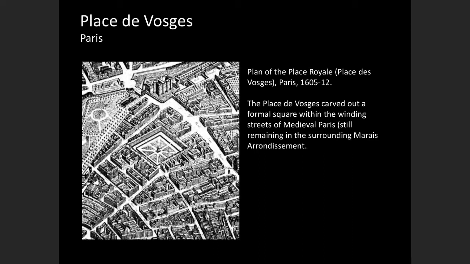They wanted to carve out a section in the medieval part of the Marais district, these narrow, twisting, winding streets. Only the royalty could basically buy up the land, evict the people that were living there, and say, we're going to tear all this down, and we're going to create this formal square in the center and surround it with fancy houses for the French nobility.